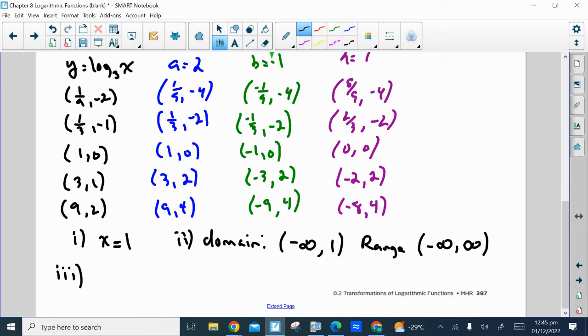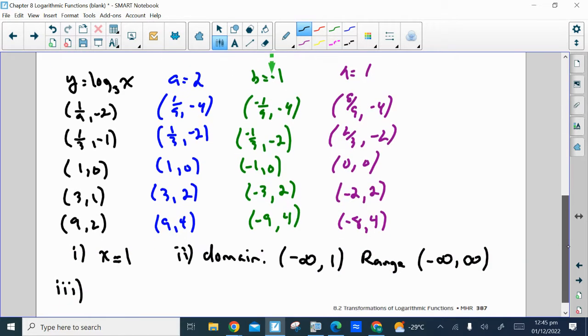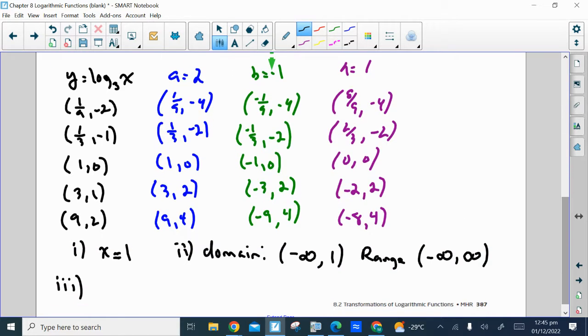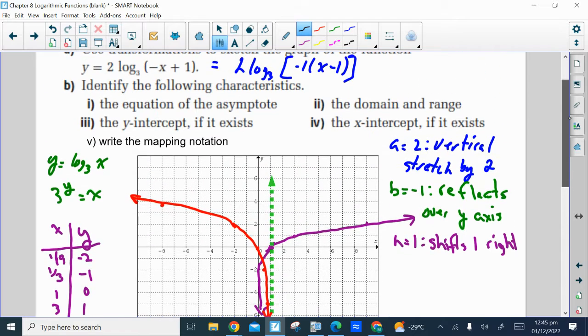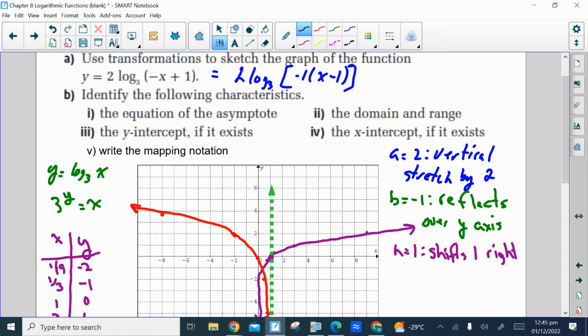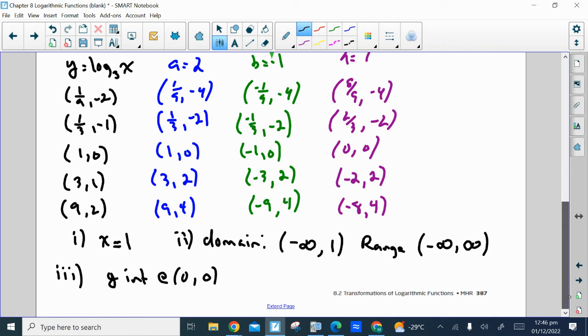For the y-intercept, this graph does go through the y-axis, and actually this graph goes through the point 0, 0. So our y-intercept and our x-intercept are both the origin. Our table told us that, but you can also confirm that by letting x equal 0 in the equation. If you let x equal 0, let's do that below here.